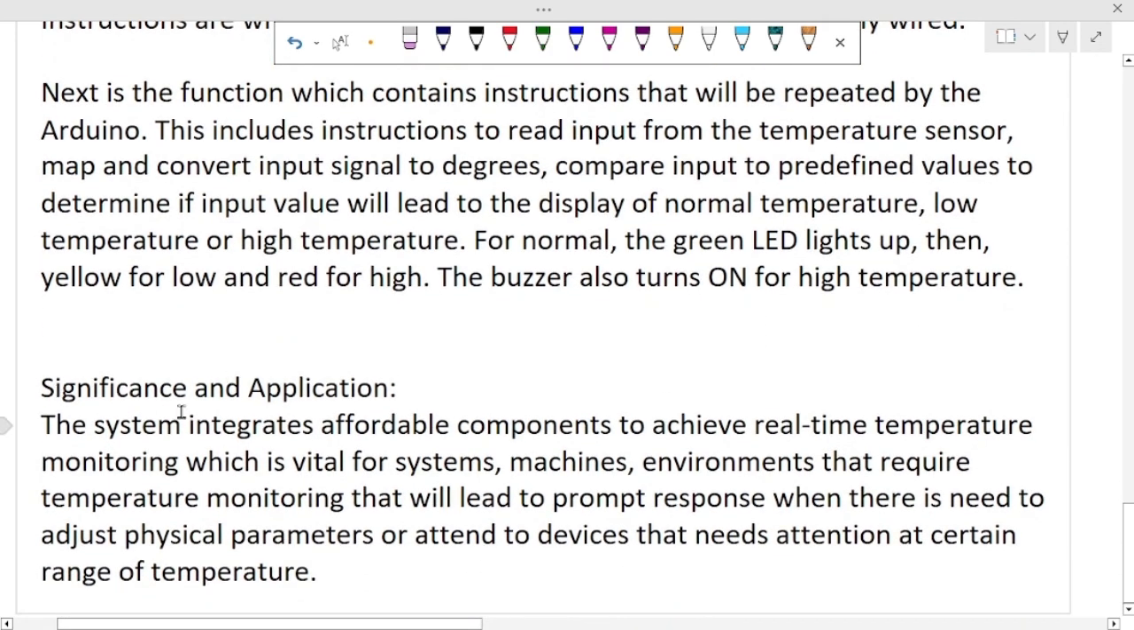And the importance of this thing, the significance and application. The system integrates affordable components to achieve real-time temperature monitoring, which is vital for systems, machines, and environments that require temperature monitoring, leading to a prompt response when there is a need to adjust physical parameters or attend to devices that need attention at a certain range of time.